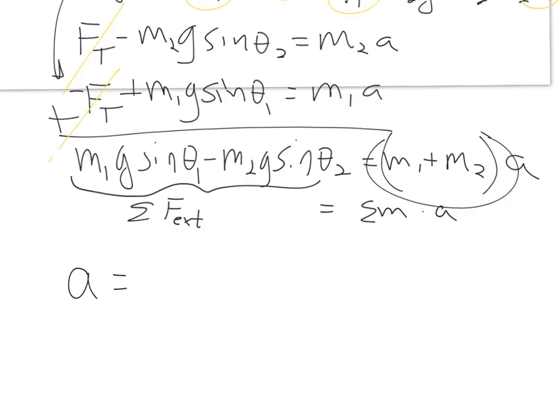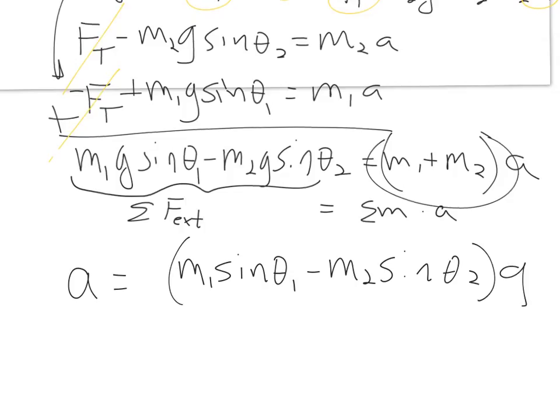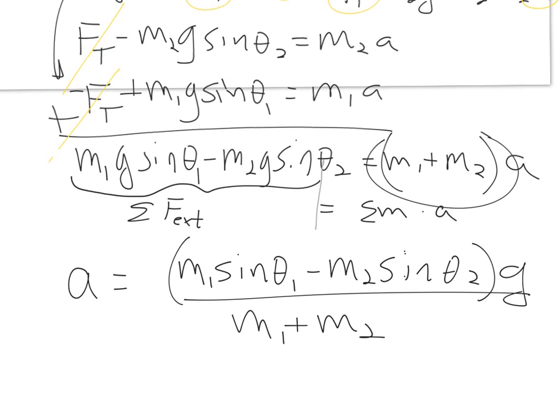At any rate, the acceleration ends up being m1 sine theta 1 minus m2 sine theta 2, all times g, over m1 plus m2. And you should recognize that if you push things to the extreme, and by that I mean if you made the angles theta 1 and theta 2 both 90, then the sine of 90 is 1. So this equation would revert to one that you probably already know.